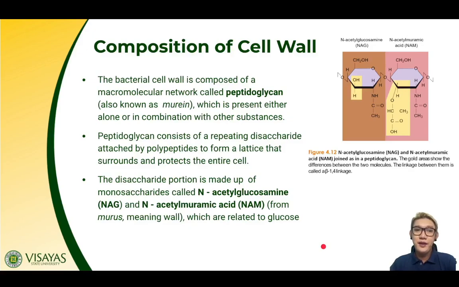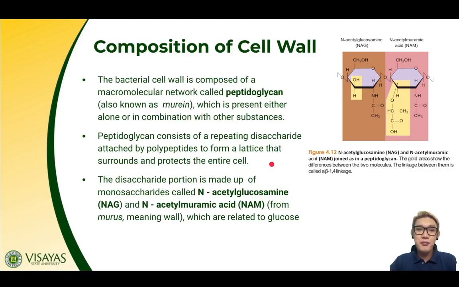So what is the composition of the cell wall? What are those that comprise the cell wall? The bacterial cell wall is composed of a macromolecular network called peptidoglycan, which is also known as murein. This is present either alone or in combination with other substances. The peptidoglycan consists of a repeating disaccharide attached by polypeptides to form a lattice, like a net, that surrounds and protects the entire cell.